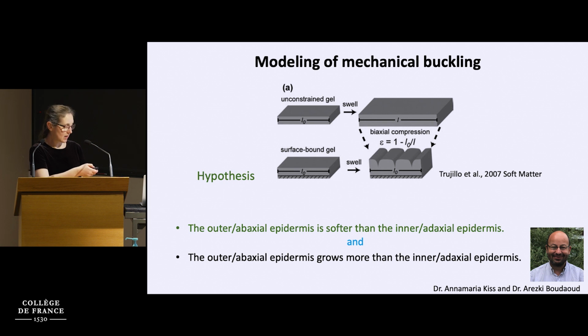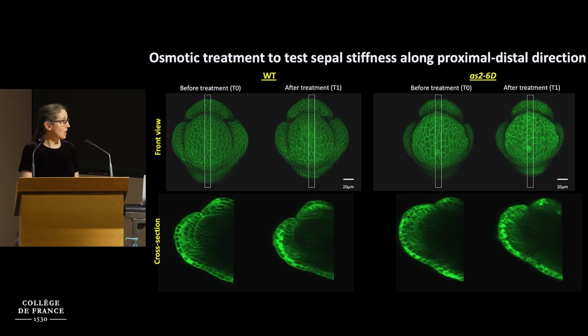And so we wanted to test both of these predictions. So we first tested whether the outer epidermis is actually softer than the inner epidermis. And we did this through a slightly crazy experiment where we basically say the plant cell is governed by a cell wall, and the cell wall is being pushed on by the internal cell. So the cell has turgor pressure on it, it's pushing on the cell wall.